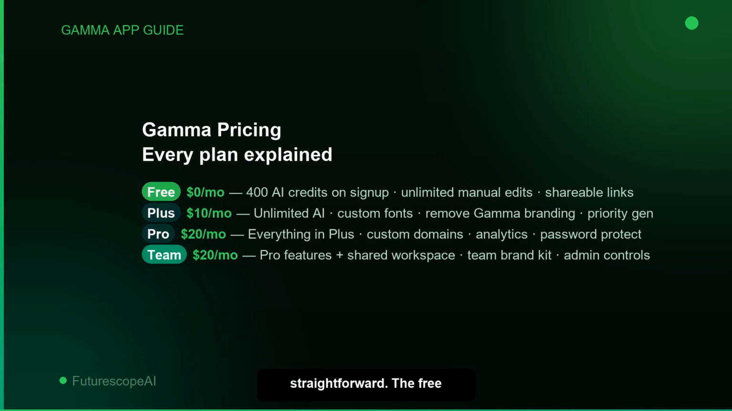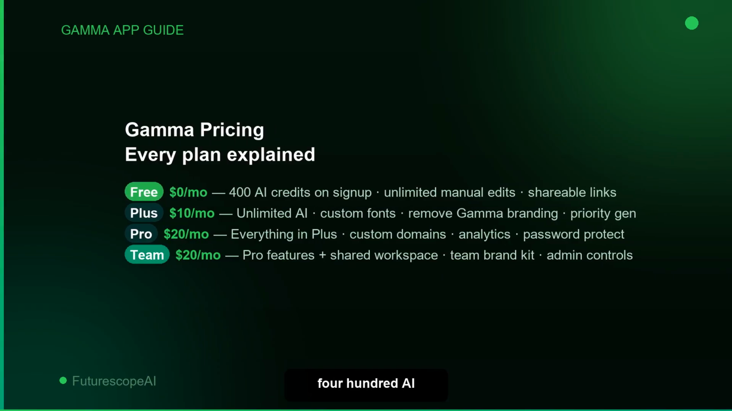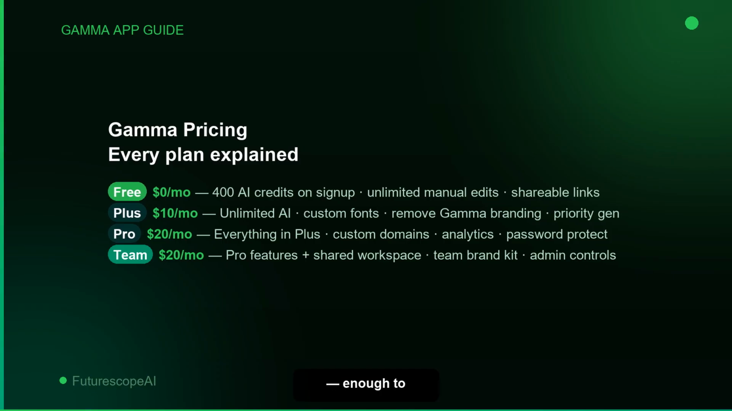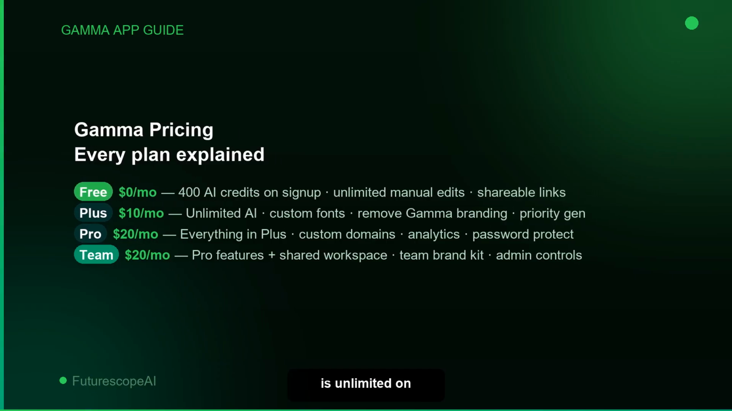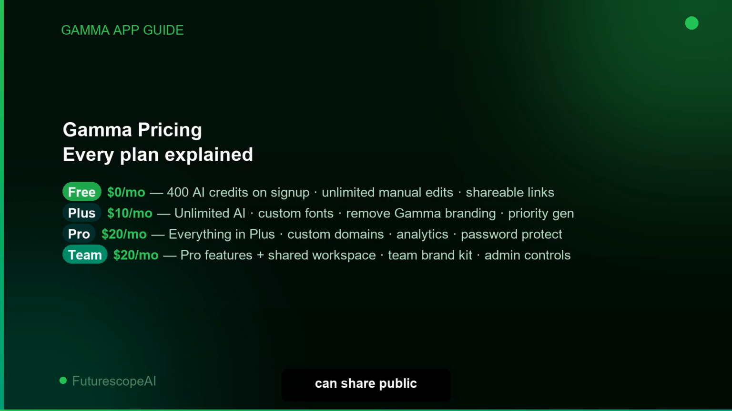Gamma's pricing is straightforward. The free plan gives you 400 AI credits on sign-up, enough to generate roughly 40 presentations. Manual editing is unlimited on every plan. You can share public links and collaborate for free. Plus is $10 a month. It gives you unlimited AI generation, custom fonts, and removes the Gamma branding from your work.